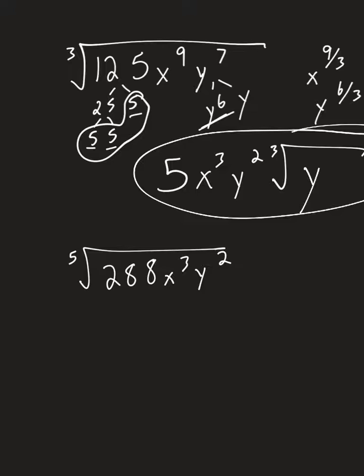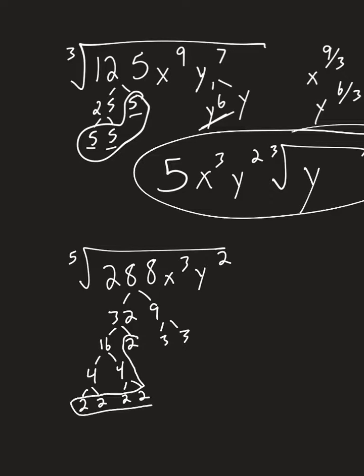Second problem is the fifth root of 288 x to the 3rd y to the 2nd. So I'm going to break down that 288. That's 32 times 9. 32 is 16 times 2. 9 is 3 times 3. I keep breaking down the 16. And again, I'm looking for groups of 5. So, got a group of 5 2s, so that'll work.